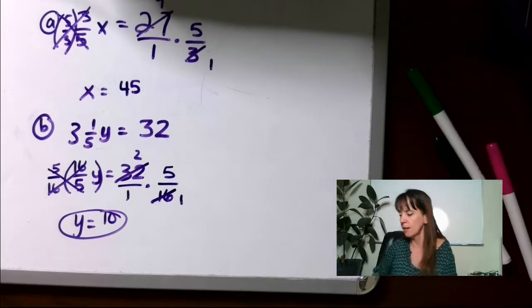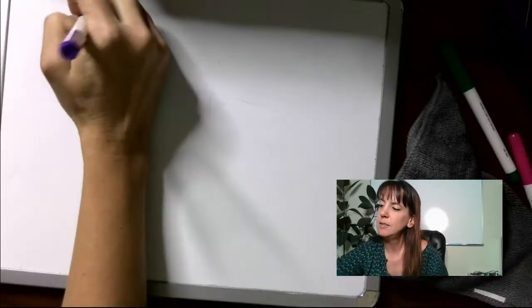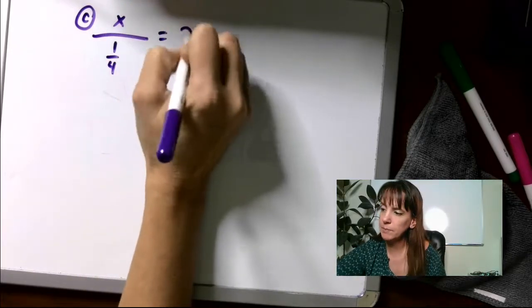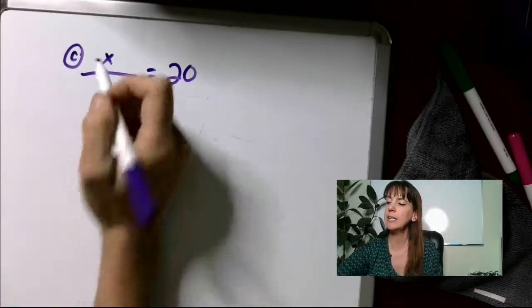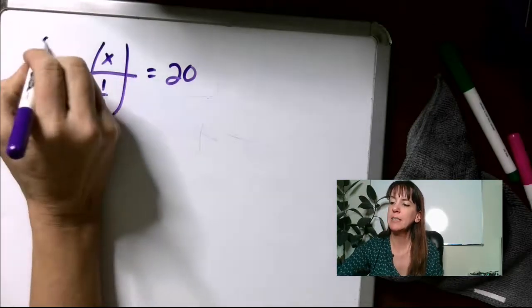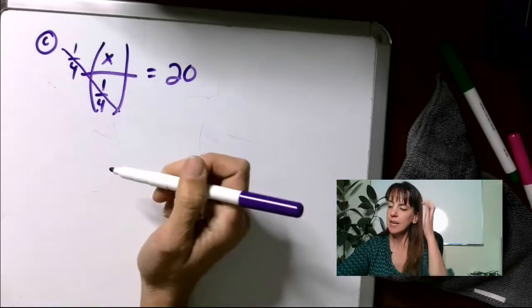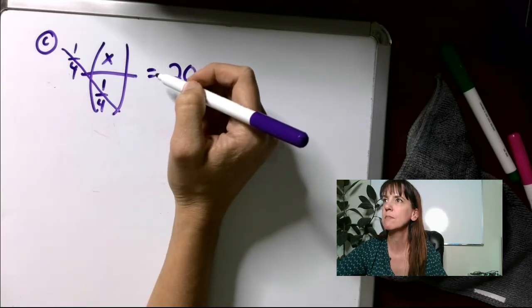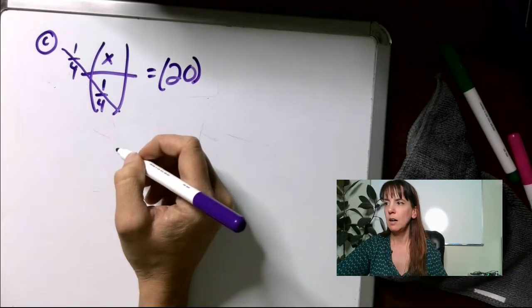Okay? All right, so let's try C. X divided by 1/4 equals 20. The opposite, or the inverse, of divide is multiply. So I'm going to multiply this by 1/4 because when I do that, this cancels out with this, right?